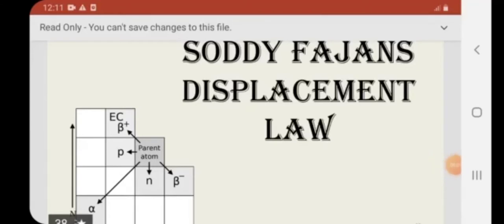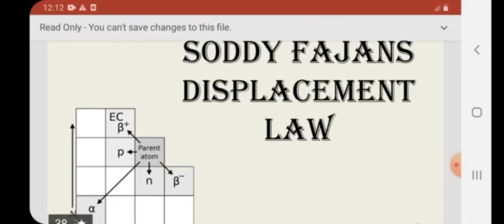Soddy-Fajans displacement law. The law of radioactive displacement, also known as the Soddy and Fajans law in radiochemistry and nuclear physics, is a rule governing the transmutation of elements during radioactive decay. It is named after Frederick Soddy and Casimir Fajans, who independently arrived at it in 1913. The law describes which chemical elements and isotopes are created during a particular type of radioactive decay.